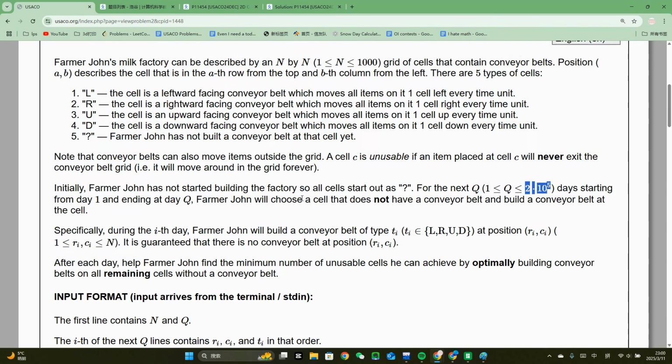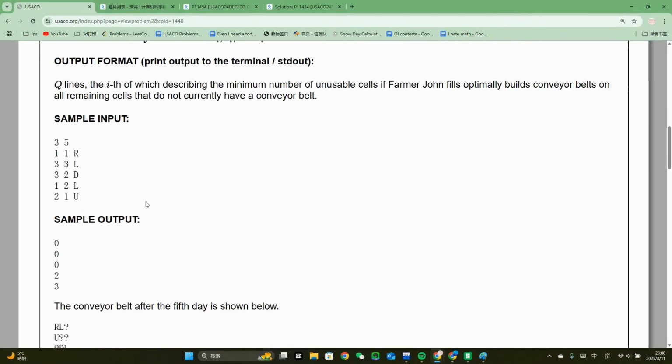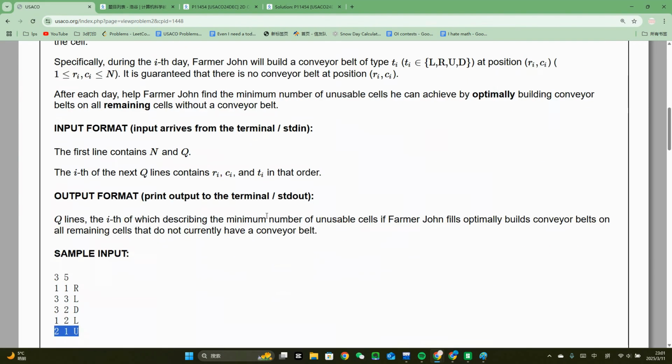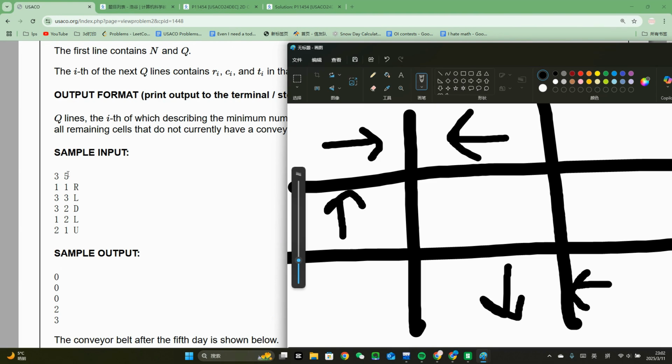So usually in situations like this, the trick that we use is to consider the queries in reverse order. So basically in this one, at first every single cell is built and then you remove them one by one, which will make it a lot easier. So first of all, let's draw this grid out. We have a 3x3 grid with 5 queries. So obviously in this situation, the number of cells that are unusable after we have constructed the entire 3x3 grid, since we're considering it backwards, is 3 of them, right?